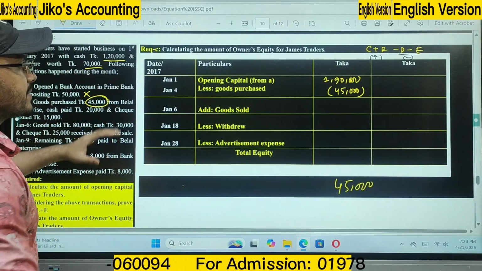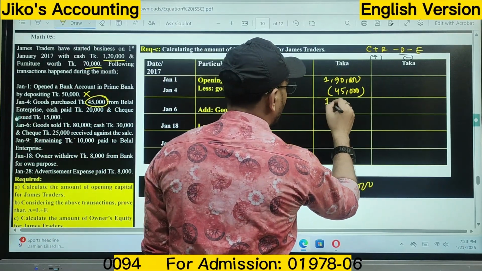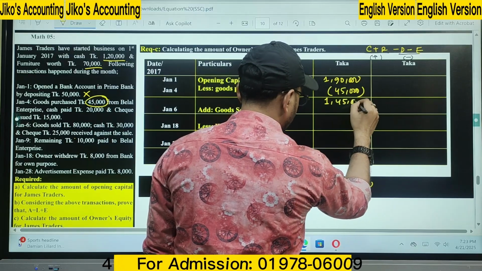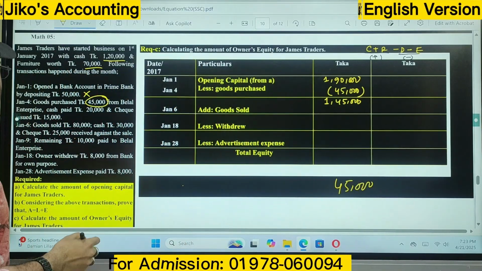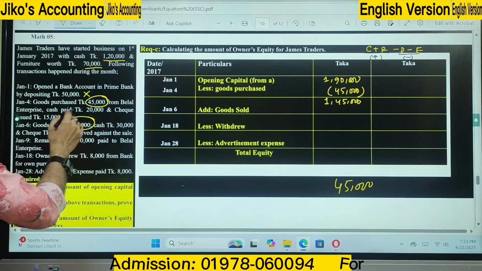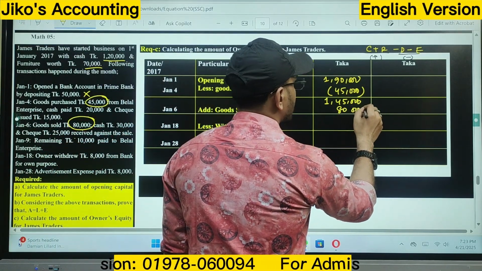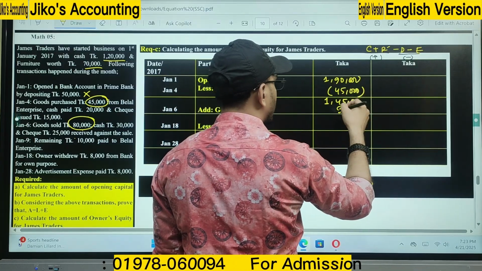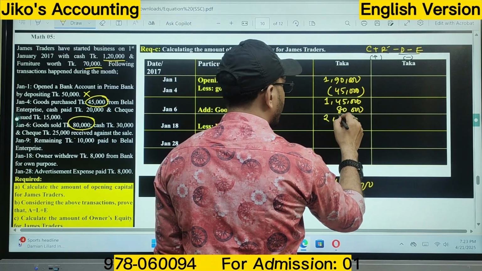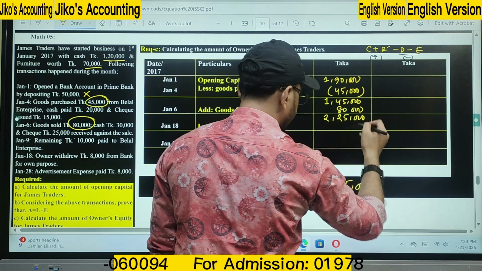Now 45,000 is an expense, so deduct it. What is my amount here? 1,45,000 taka. How about the last, goods sold cash or goods sold? What is the total amount here? 80,000. Add 80,000. You can see revenue. You have to add it to the total amount. 2,25,000 taka, sir. Is it clear?